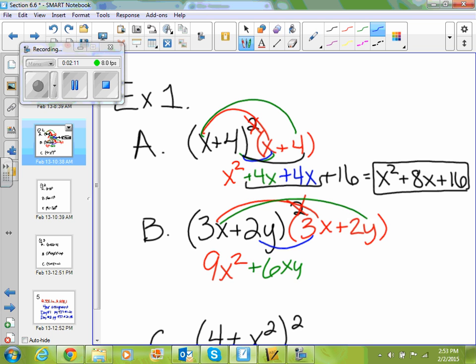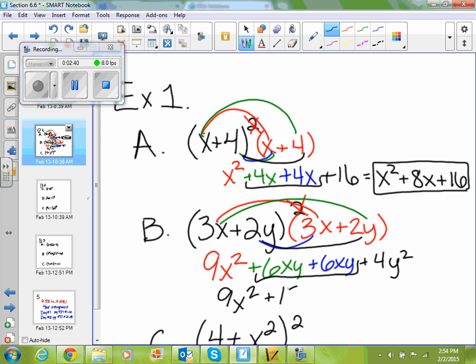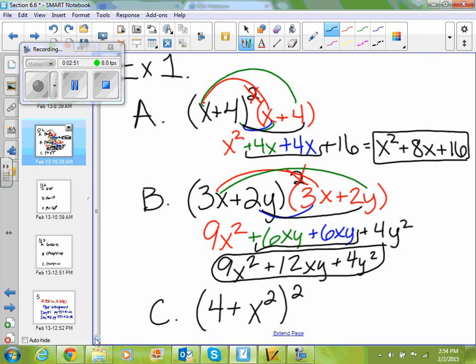2y times 3x is 6xy. So 2y times 2y is 4y squared. Okay. So we'll combine our middle two terms. The 9x squared stays the same. 6xy plus 6xy is 12xy. Very good. And the 4y squared stays the same. Not so bad. That's it. Just like what we've been doing.